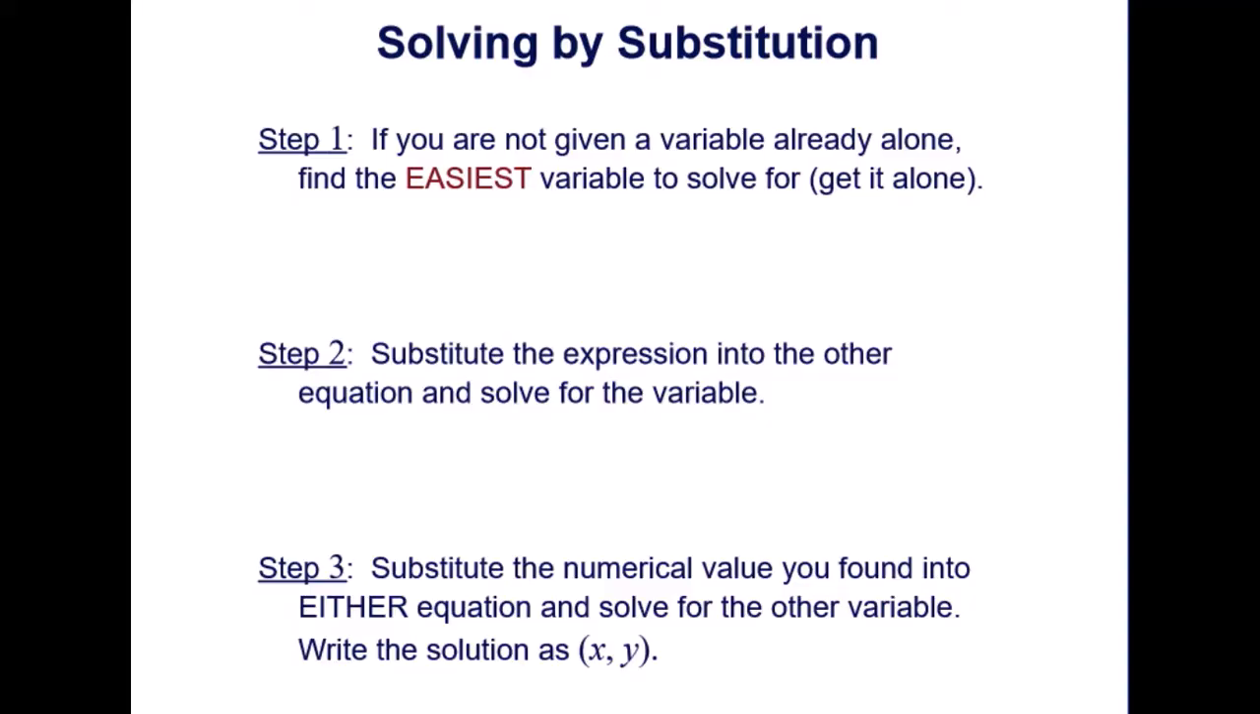Then, step 2, you can substitute that expression into the other equation and solve for the variable. For step 3, substituting that numerical value you found into either equation and solving for the other variable to get that point as a solution, or x comma y. Now this sounds difficult, so let's see it in action with 2 examples.